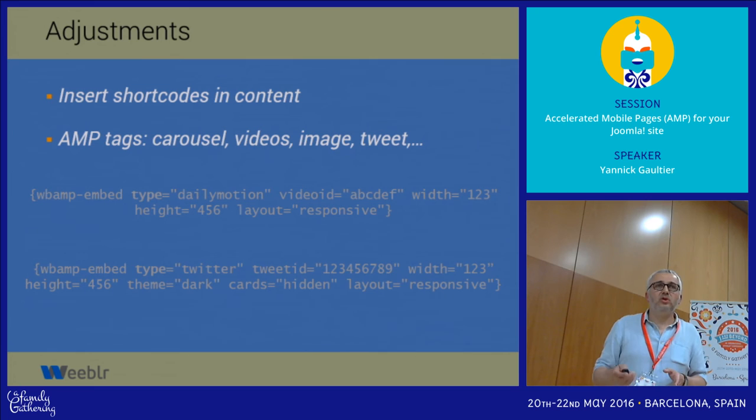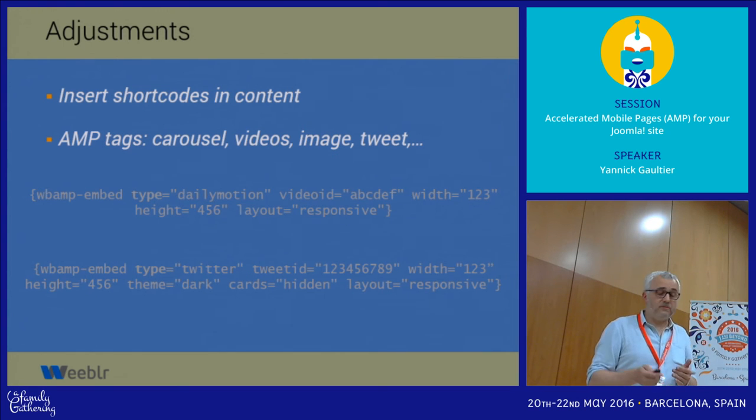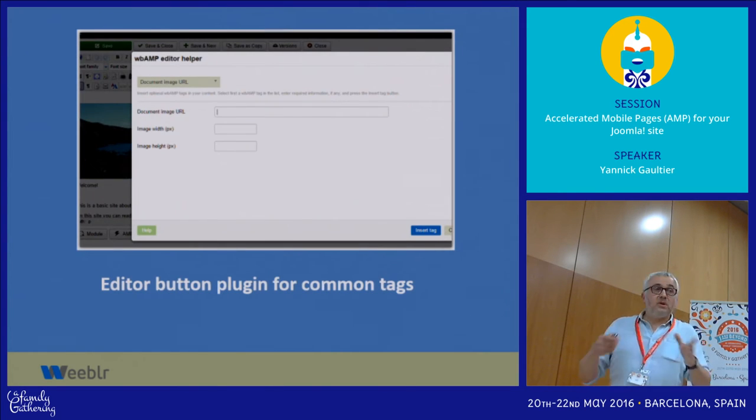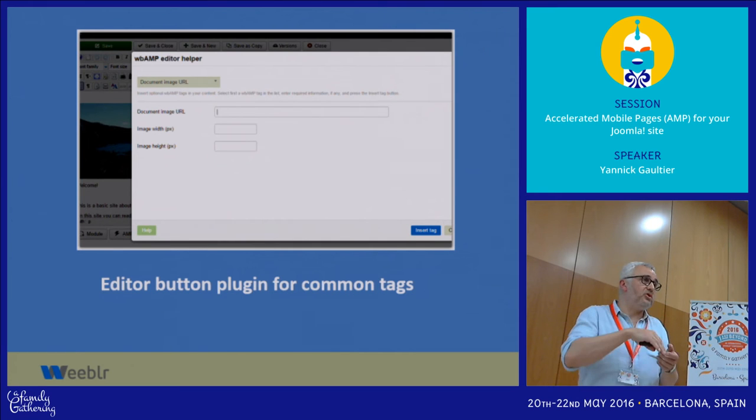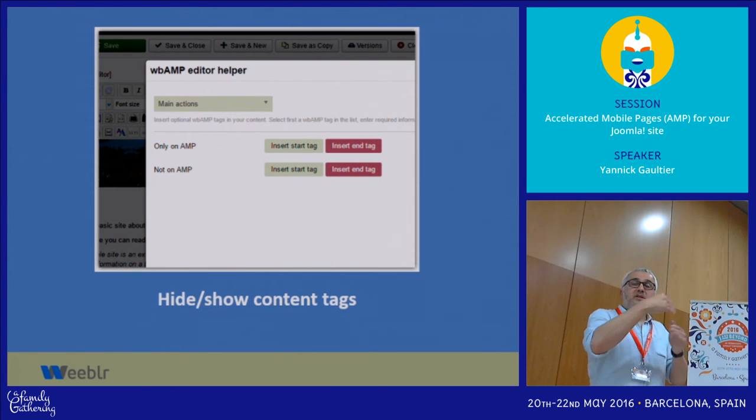So again, you're pretty much in control of what's going to be displayed. We have things like this to help you embed a Dailymotion video, for instance. The actual AMP syntax is pretty difficult, so you have shortcodes like this to help you put in your content. And because it was a bit hard, we did an editor plugin so that for the most important shortcodes, you just press the AMP button that's here and you get a pop-up and you can enter some data and then it will insert the code with a good syntax for you, like typically prevent some stuff from being inserted in an AMP page or force it to be shown only on AMP pages.